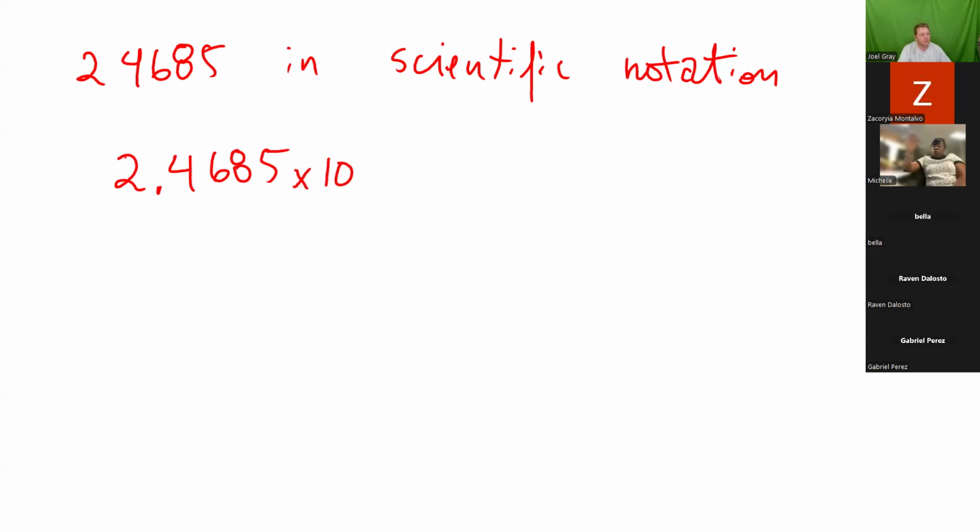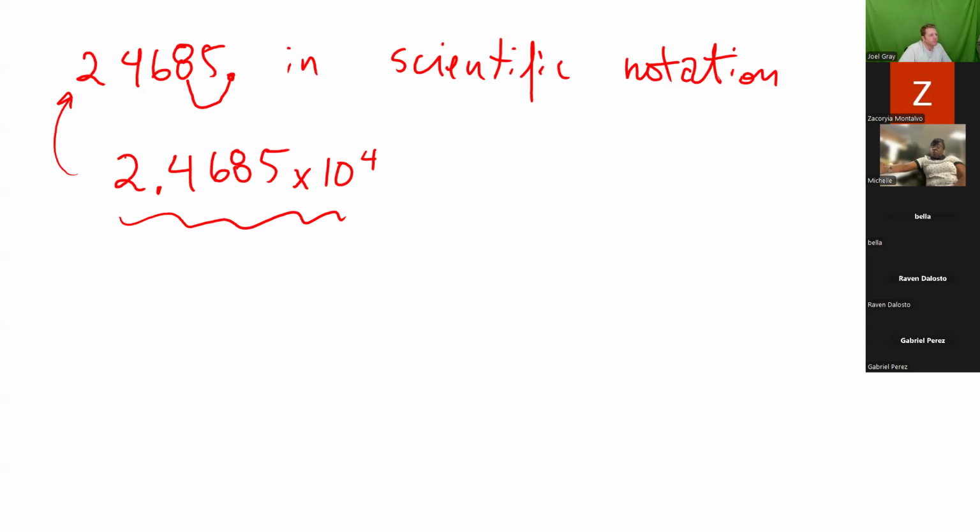Now the question is, how many places did we move that decimal? The decimal was originally here. So we moved it 1. Perfect. We moved it 4. So the question is, is it a positive 4 or a negative 4? Well, remember, we're taking this number and we would translate that to what the value actually is, which is 24,685. So that would be a positive exponent.